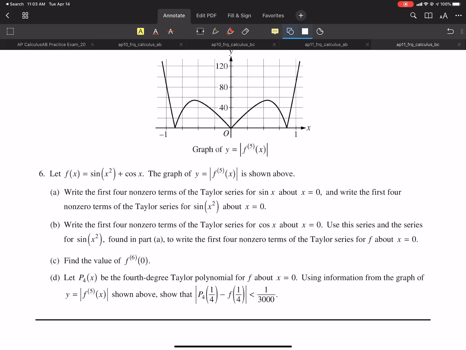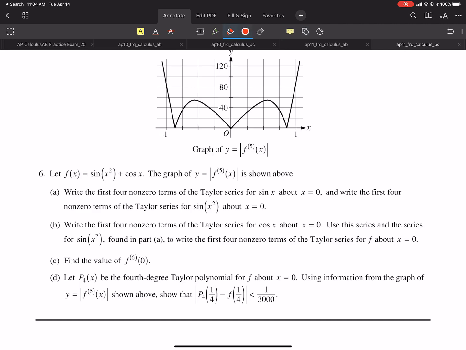Hi there, everybody. We are doing the 2011 BC number 6 FRQ. We've done this before, but I think it's good reviewing. And some of this stuff actually won't be tested, but some of these will be. So I think, again, it's still beneficial to go through these. So let's go ahead and read this.